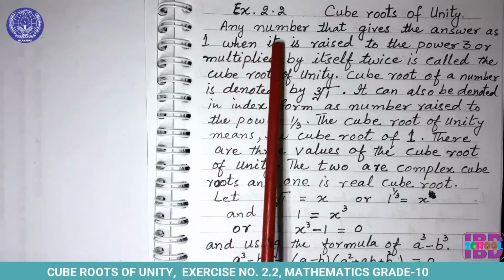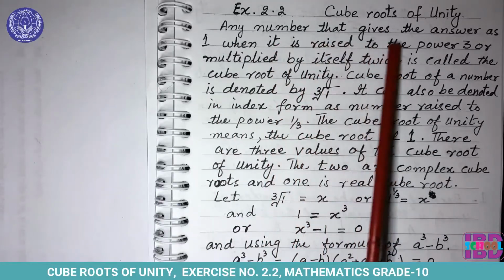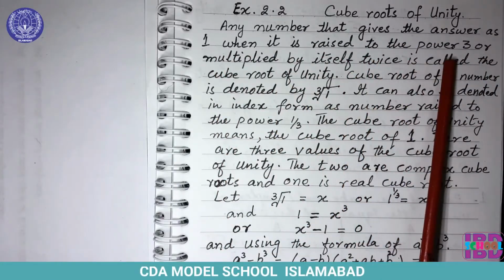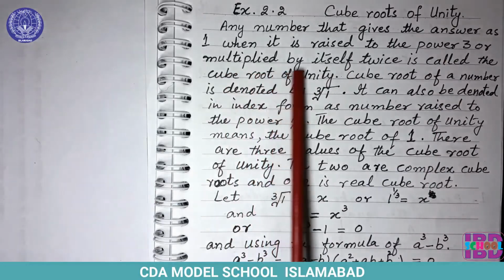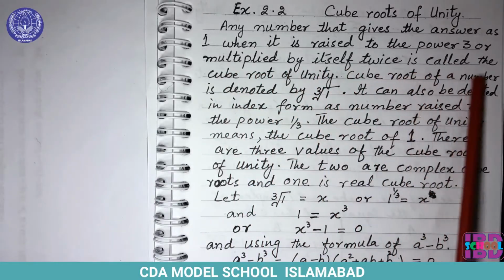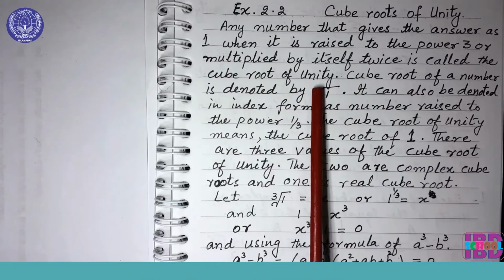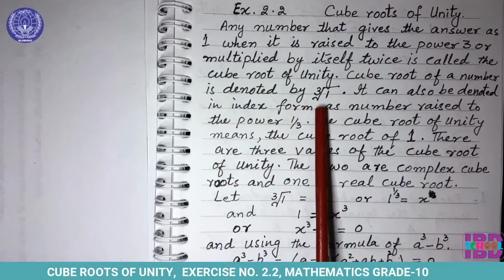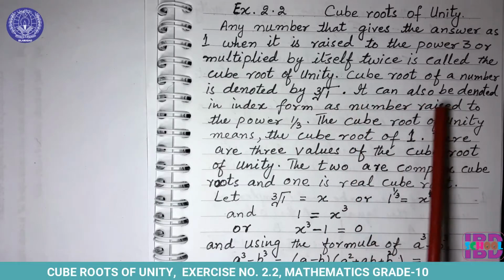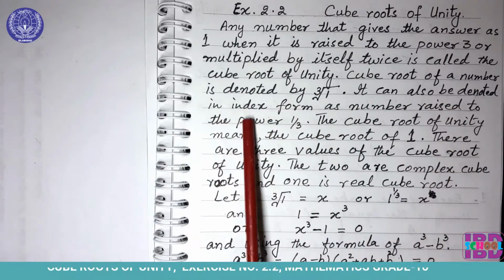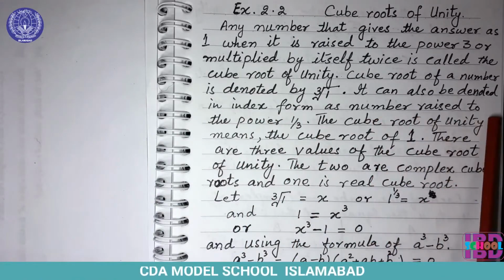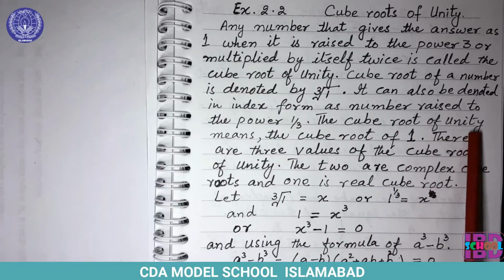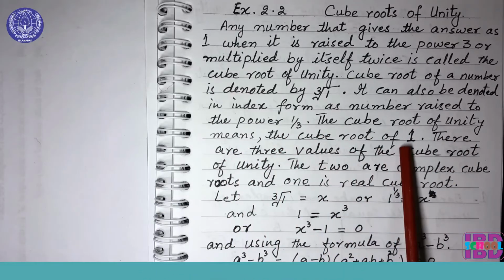Our today's topic for explanation is cube roots of unity. Any number that gives the answer as 1 when it is raised to the power 3, or multiplied by itself twice, is called the cube root of unity. Cube root of a number is denoted by 3 under root 1. It can also be denoted in index form as number raised to the power 1 by 3. The cube root of unity means the cube root of 1.